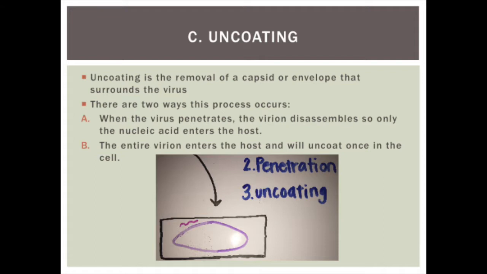But there are 2 ways that uncoating can occur. One way is when the virus penetrates, the virion disassembles, so only the nucleic acid enters the host. So this is like on the previous slide, where the virus enters and it's already disassembled from the envelope. And there's a second way, and that is when the entire virion can enter the host, and uncoating will happen later once it's in the cell.